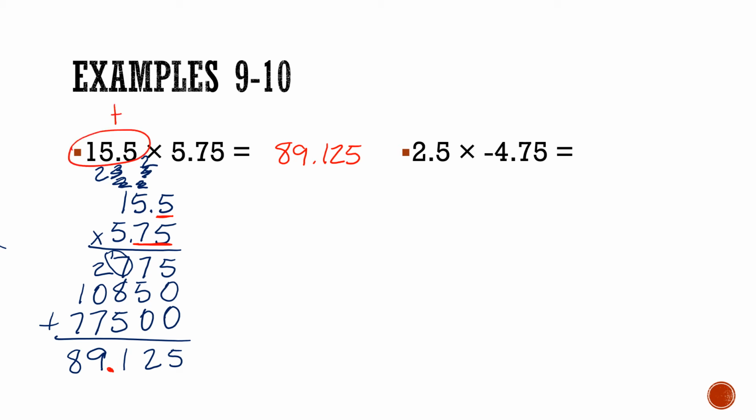So we had a positive rational number, plus another positive. That's matching socks, which gives us a positive product.